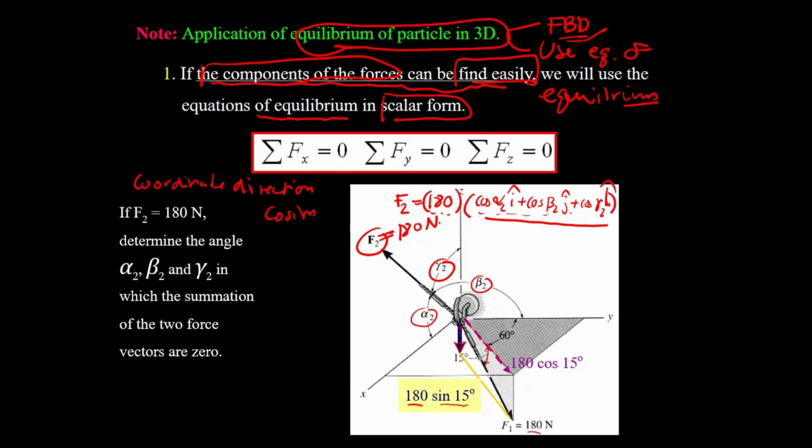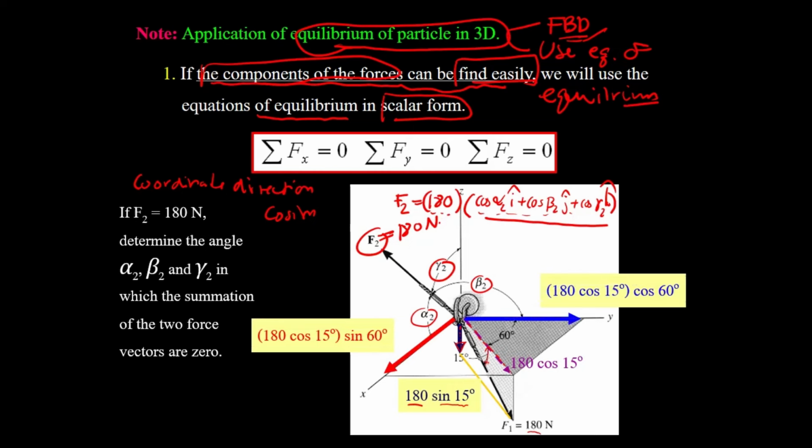And then you have to project it on this one. The angle between here is 60 degrees. So this one is 180 cosine 15 and then cosine 60. And for this one, 180 cosine 15 and sine 60. So just put it over here: 180 cosine 15 sine 60, and this one 180 cosine 15 and cosine 60. And then the same thing.